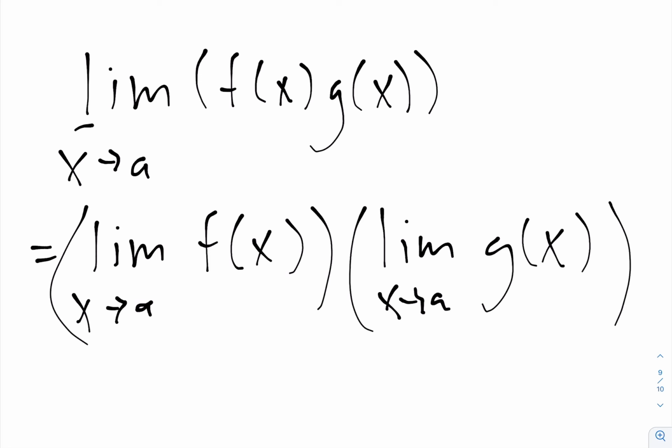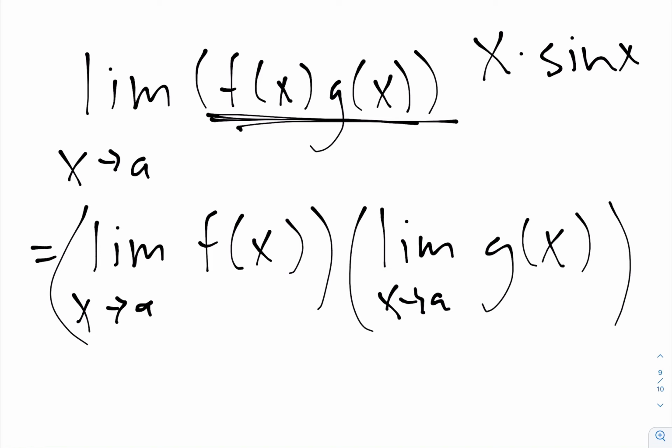So if we're trying to find the limit as x nudges towards a of two functions being multiplied together, maybe it was like x times sine of x, we would call this x our f of x, the sine of x our g of x. We would find the limit as x approaches a of x, and we'd multiply that by the limit as x approaches a of sine of x.